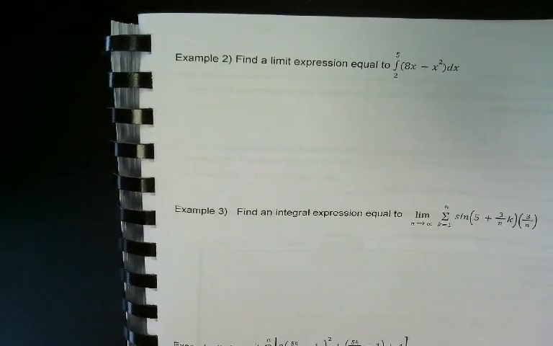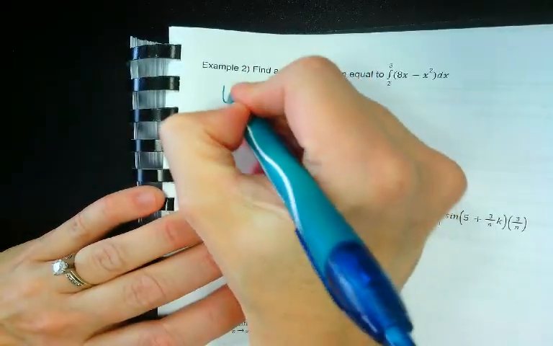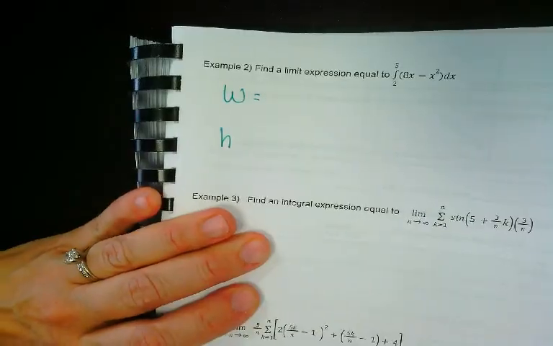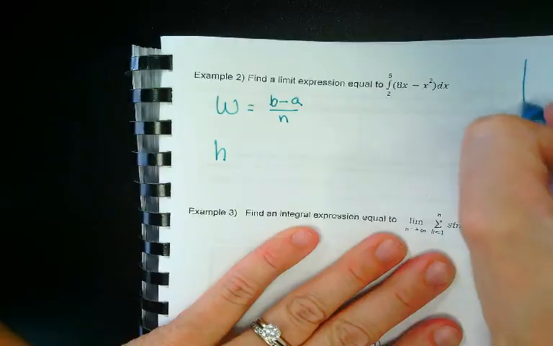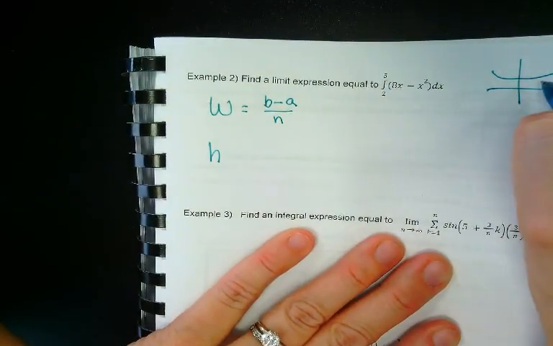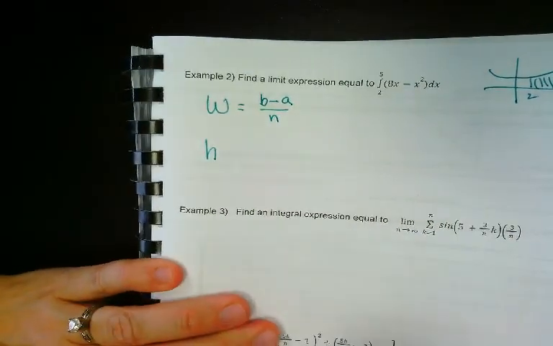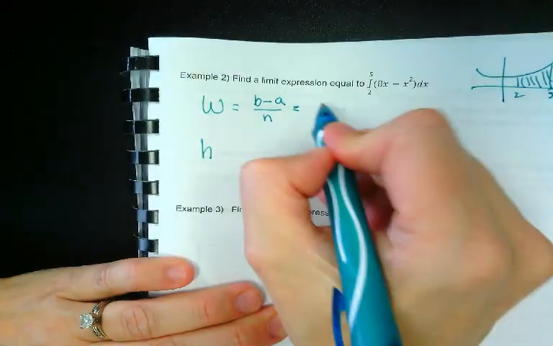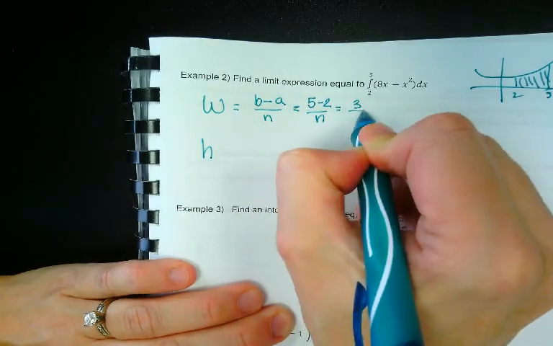So you only get better with practice. So let's try another one here. All right, number 2. Find the limit expression. So again, you have to say to yourself, I need a width and a height. The formula for width is b minus a over n. Visually, I'm taking some function and finding the area between what two numbers? 2 and 5. So that's kind of like my a to b. Based off this equation, it's going to be 5 minus 2 over n, so the width is just 3 over n.